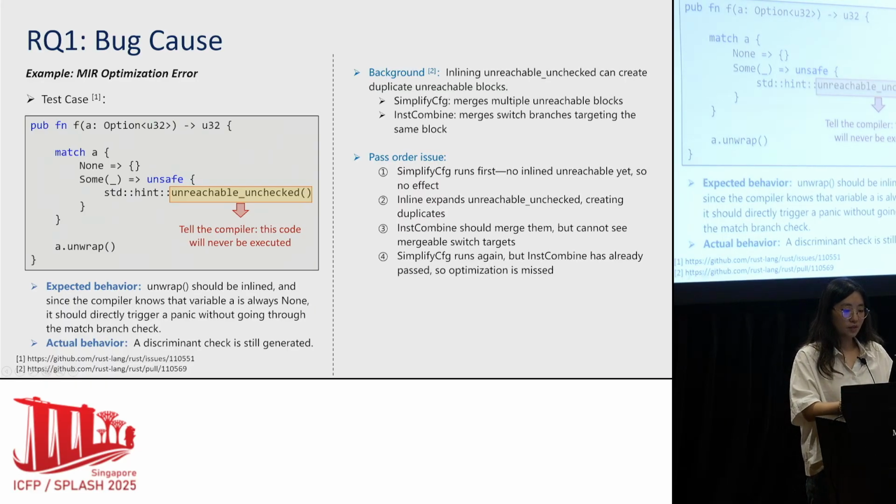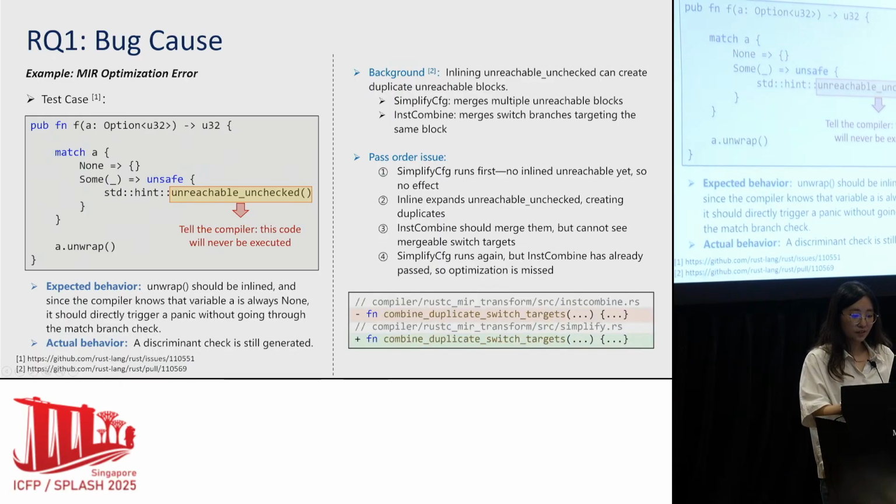The root cause of the bug is that inlining unreachable_unchecked can create duplicate unreachable blocks. To handle this, the rustc developers added checks and merging logic for duplicate blocks in 2 different optimization passes. However, because the order of these 2 passes was not correct, the merge algorithm was never actually triggered. So the fix was to adjust the order of these optimization passes to make sure that the duplicate blocks get merged properly.